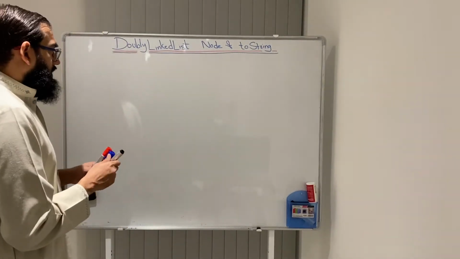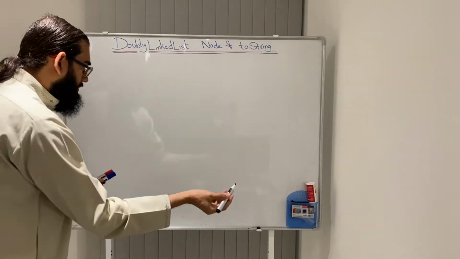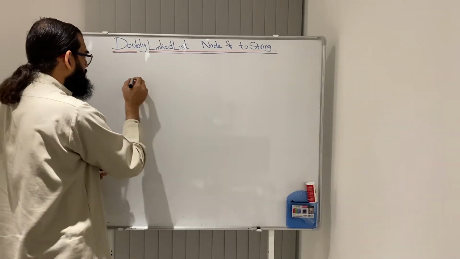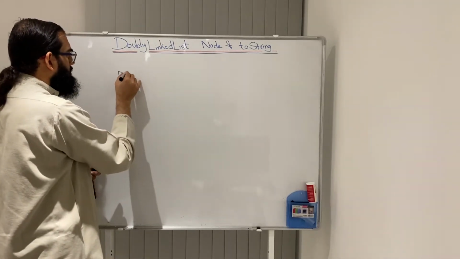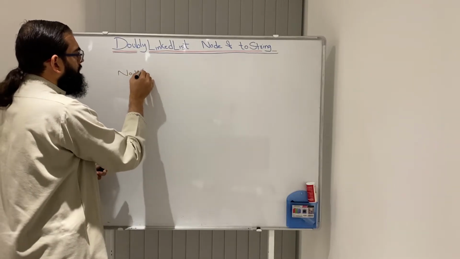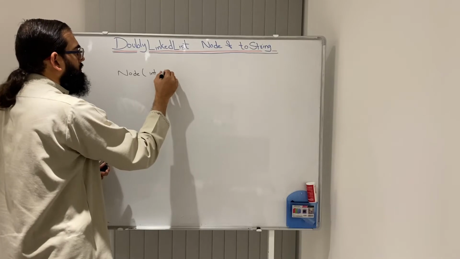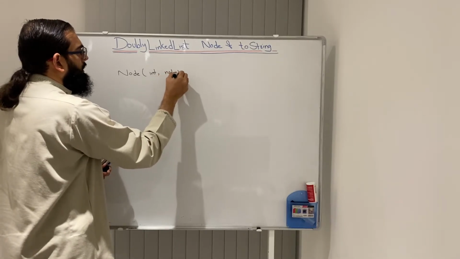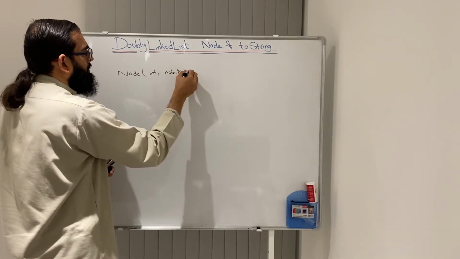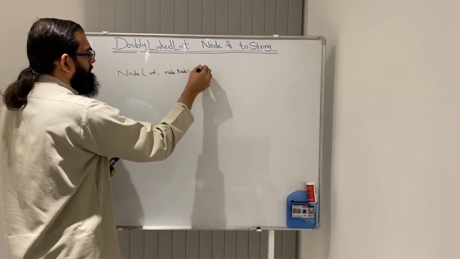So first, what is the problem? We can go with the SingleLinkedList. If you remember, in a SingleLinkedList we have a class node which has an integer value, and it also contains a node type, which is optional and nullable.